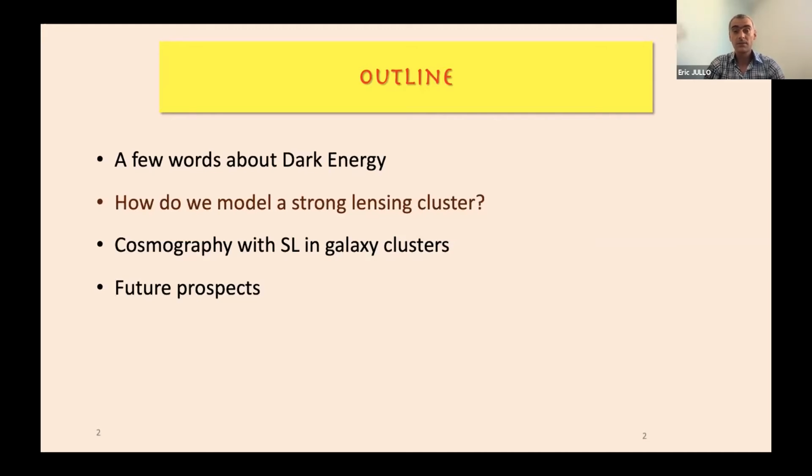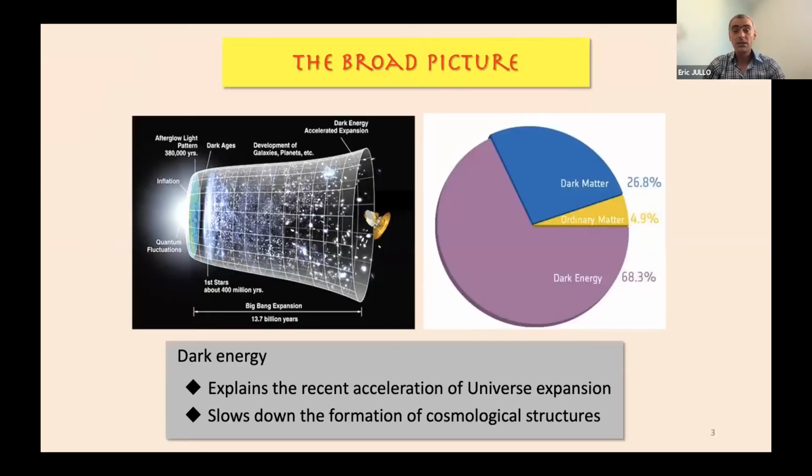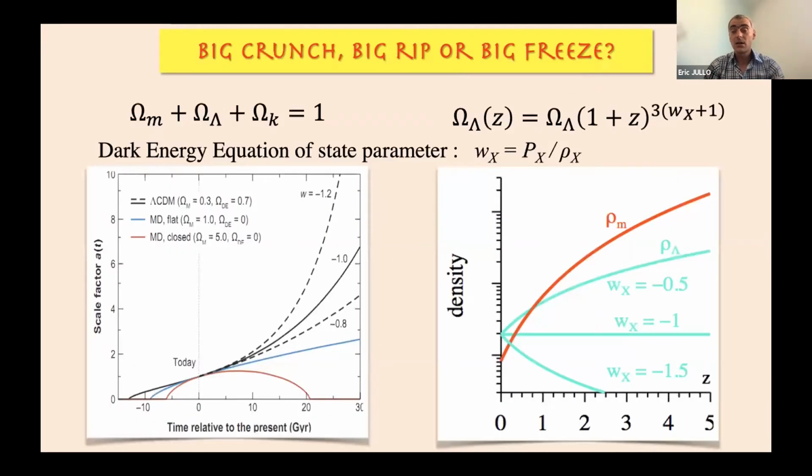Okay, so regarding dark energy, you all probably know that we are living in an accelerating expansion universe, and that there is about 68% of dark energy, which is used to explain this recent acceleration of the expansion. Also, it explains the slowdown of the formation of cosmological structures. Here are some quick plots to show you the behavior.